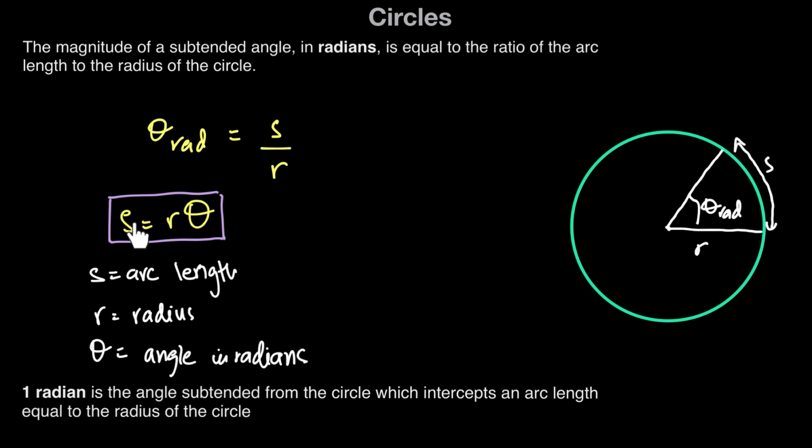So if we look at the expression that we have, if theta was equal to 1, S would be equal to r times 1, so S would be equal to r. So by definition, 1 radian is the angle subtended from the center of the circle where the arc length is equal to the radius.